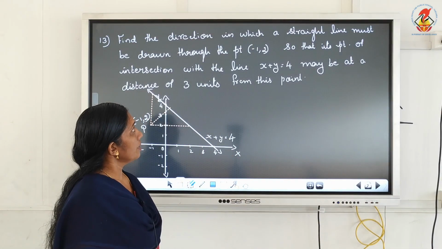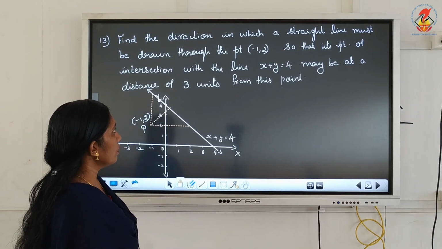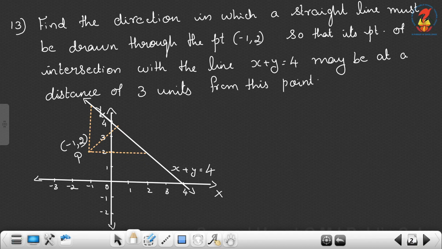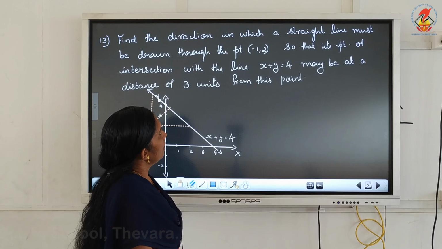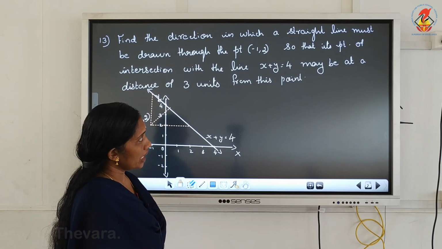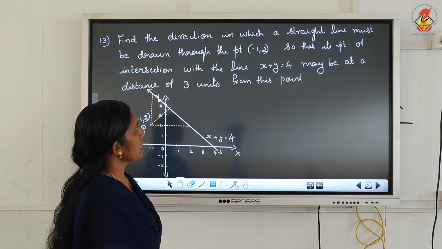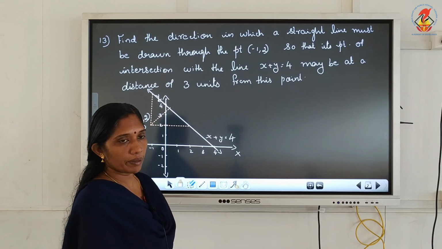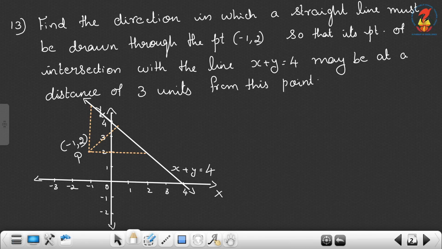Find the direction in which a straight line must be drawn through the point (-1, 2) so that its point of intersection with the line x + y = 4 may be at a distance of 3 units from this point. Find the direction in which a straight line must be drawn through the point (-1, 2). So, the point is P(-1, 2).